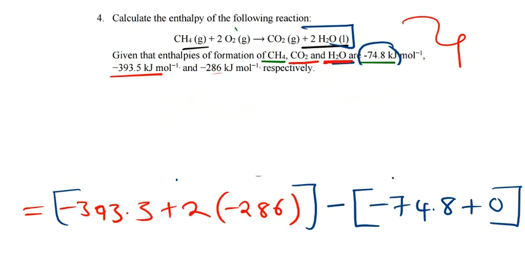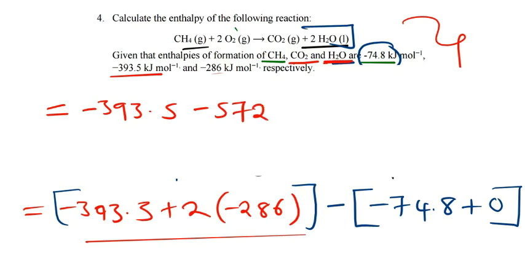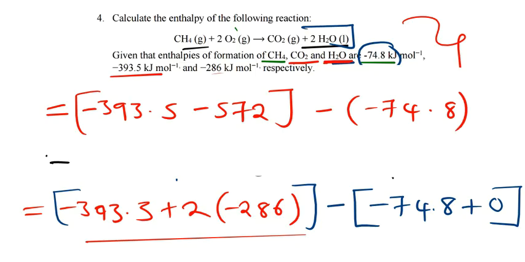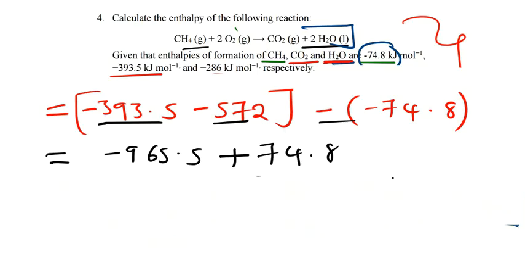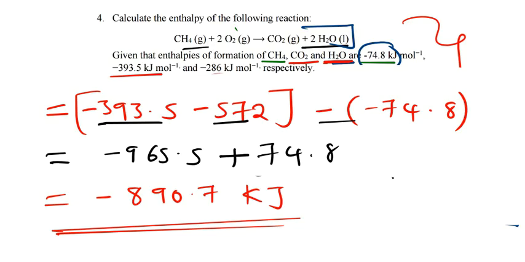So how do we calculate now? Just add what's in the brackets there. Okay. So I'm getting negative 393.5 minus 572, and I multiply by 2. And then in the other bracket, we're just having minus negative 74.8 still stands, and then negative 65.5 when you subtract these, and then the sign there becomes positive, so plus 74.8. Now which will give you a final answer of what? Negative 890.7. This is kilojoules. So what is the enthalpy of that reaction using the enthalpy of formations?